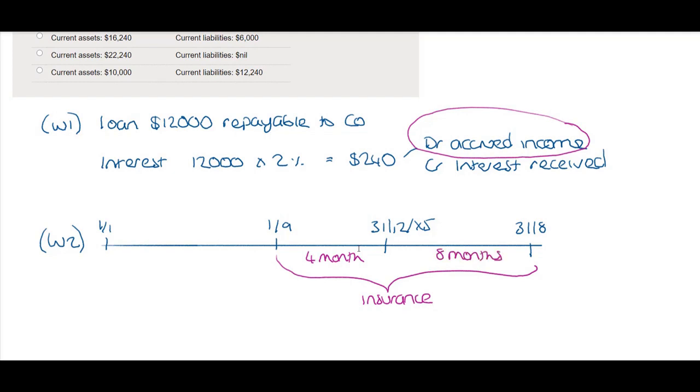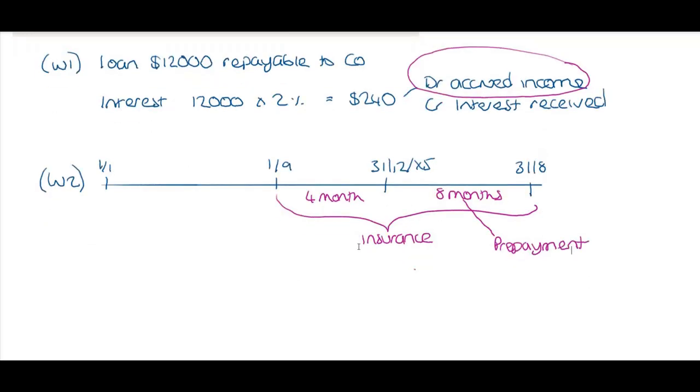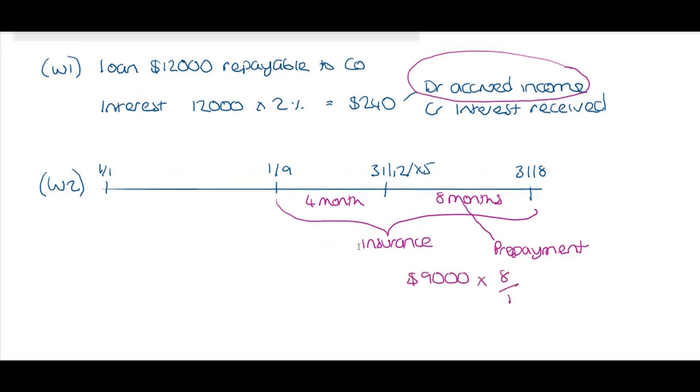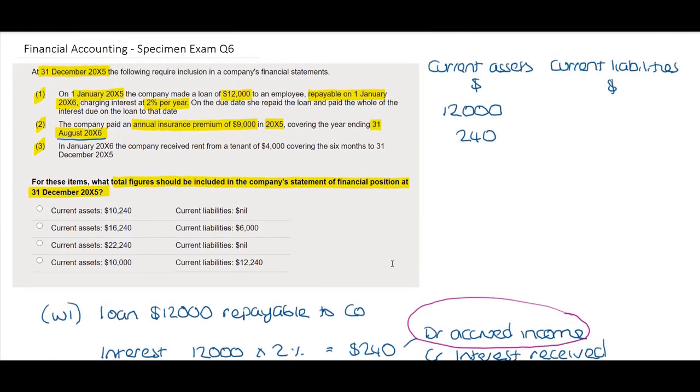This expense has been paid, and 8 months of this expense belongs to the next year, in which case we have a prepayment. We are told that the insurance premium was $9,000, and so we need to take 8 months, so multiply by 8 over 12 to work out our prepayment. This comes to $6,000, and the double entry for that would have then been to debit our prepayment and credit our insurance expense account. Our debit to prepayments is recognised as a current asset, and so therefore this $6,000 needs to be included in my current asset balance.